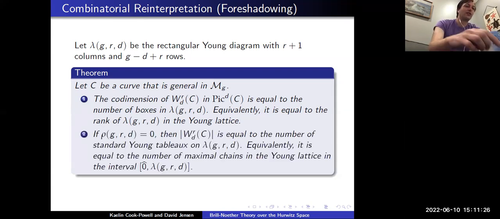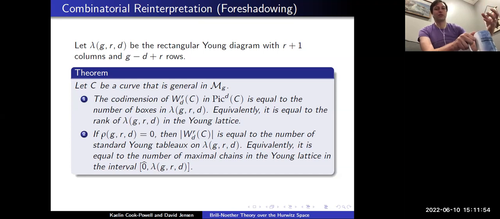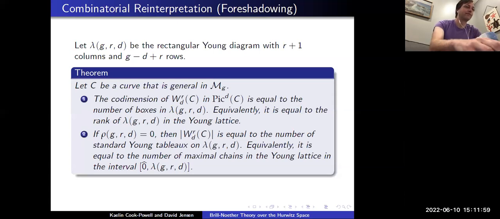And also, that number I mentioned: when the expected dimension of WRD is 0, then WRD is a bunch of points. And how many points is it? Well, it's equal to the number of standard Young tableaux on this particular partition, so on this rectangle. Or stated in the lattice way, it's equal to the number of maximal chains in the Young lattice that start at the empty partition and go to this rectangle. Okay, so this is just a bit of foreshadowing, some combinatorial stuff.